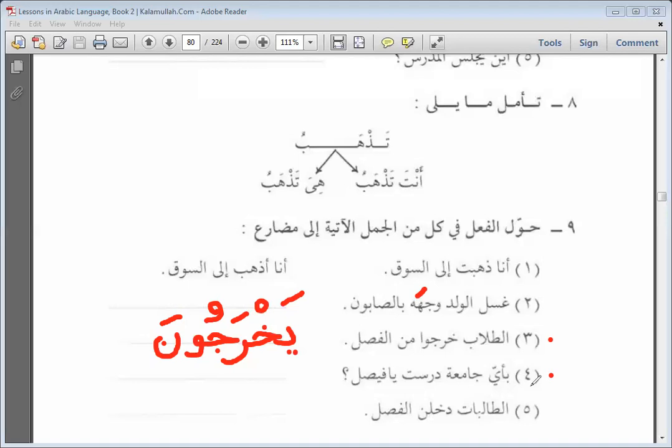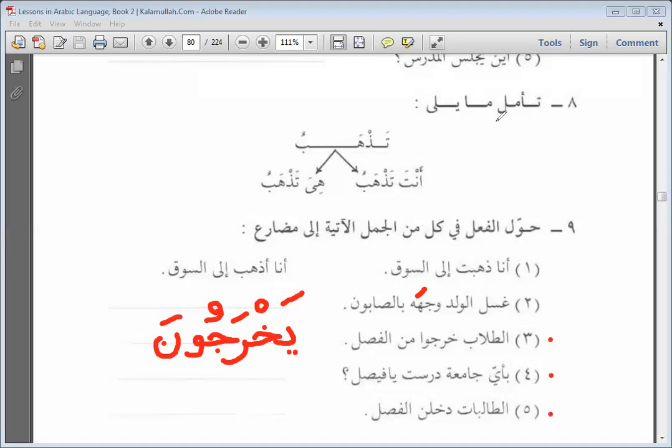تدرس يا فيصل. Now, accent. So we change darasta to tadrusu. Remember we say anta tadrusu, anta tadhabu, anta takhraju. Right? So the ta is added at the beginning. Now, accent. بأي جامعة تدرس يا فيصل. So say after me. بأي جامعة تدرس يا فيصل.